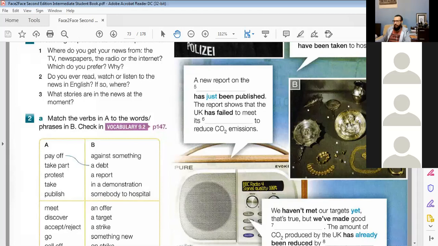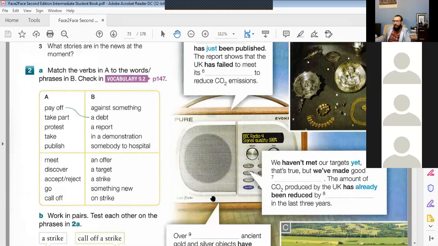What can you see in the photo? Jewelry and gold coins. But is it new? Is it old? Do you think it's modern, or historical, or what do you think? It looks old to me. Yes. All right, okay.